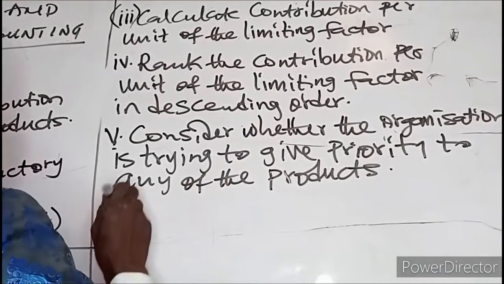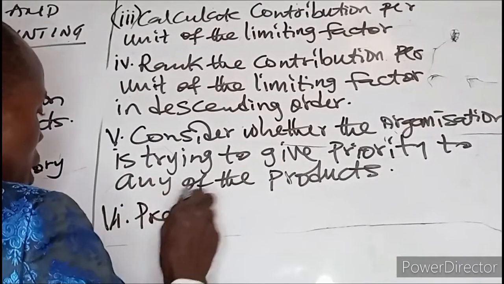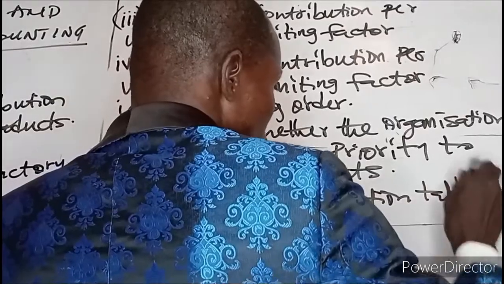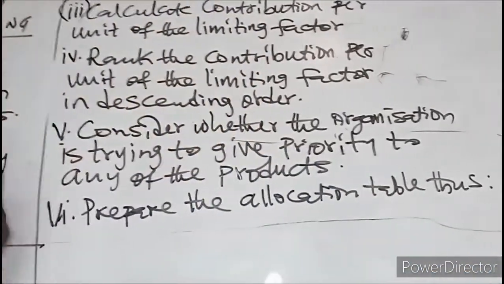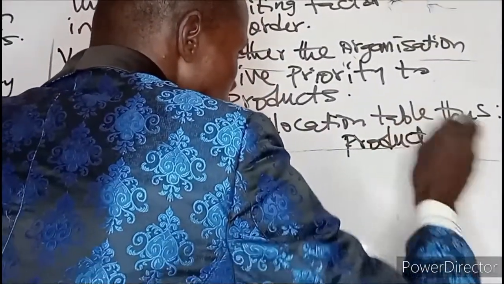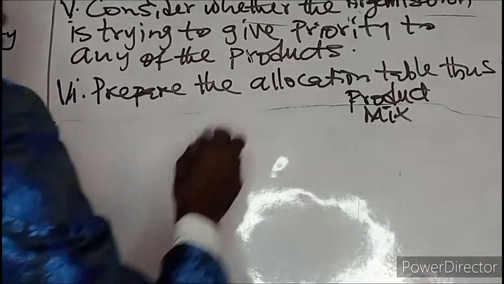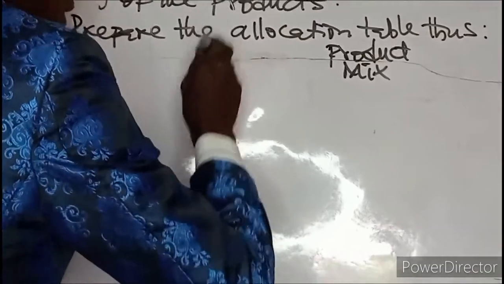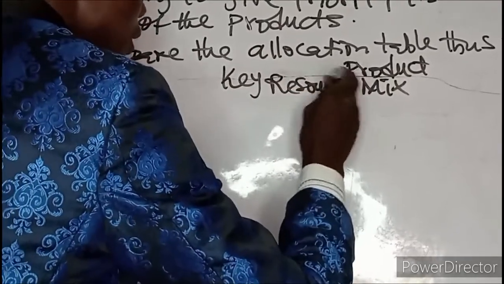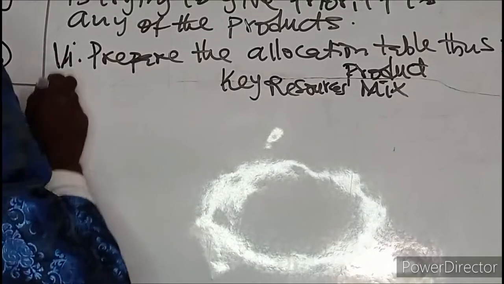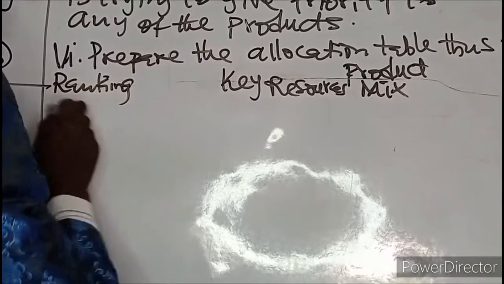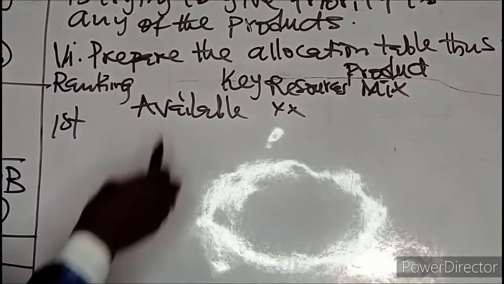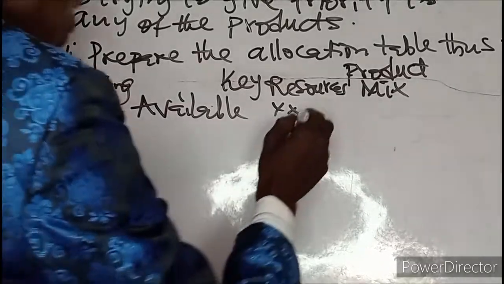Step 6, prepare the allocation table, just product mix. So you have your hours, or let me say key resources, or your limiting factor. Based on your ranking, the one that takes the first position will be considered first. So you have the available key resources. It may be materials, it may be labor, it could be anything. So you consider that available.